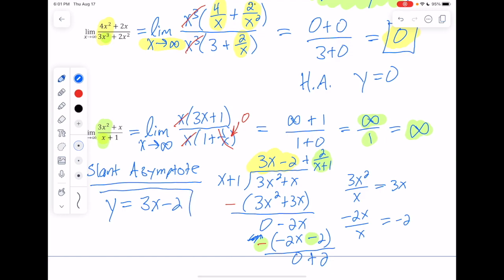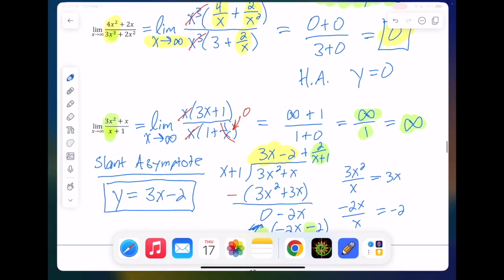Nobody loves long division, but if you want to figure out the equation of a slant asymptote, it's long division that gets you there. And if we're going to do all that work, I think we should see that it's actually true, that the graph is approaching that line y equals 3x minus 2. So let's go ahead and switch over to the calculator and see if that does indeed come through for us.